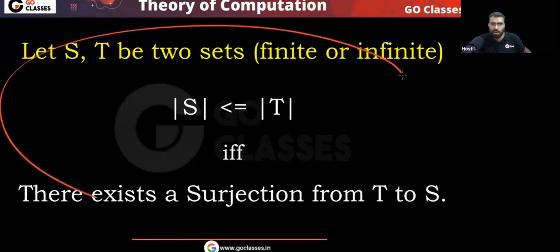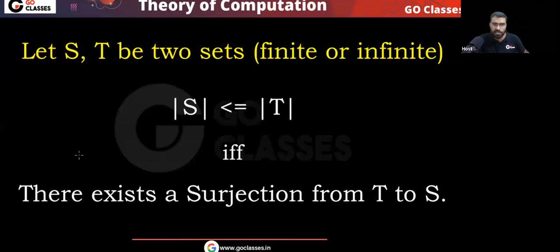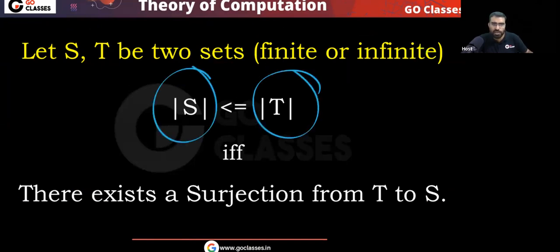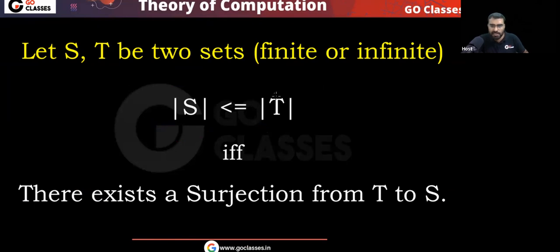Did you understand this definition, this mathematical concept? S, T can be any sets, finite, infinite. When can you say the cardinality of S is less than or equal to the cardinality of T? That means there exists a surjection from T to S.